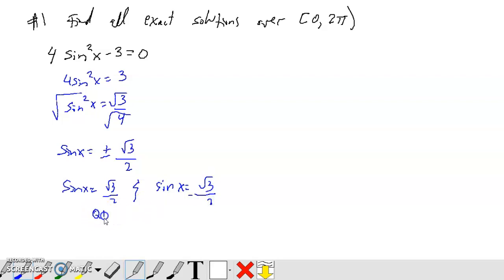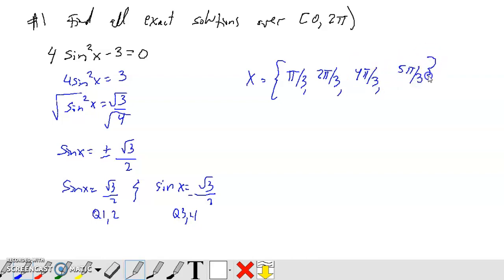So I'm looking at quadrant 1, 2, quadrant 3, and quadrant 4. So all of my answers include all of these: pi over 3, 2 pi over 3, 4 pi over 3, 5 pi over 3, right?